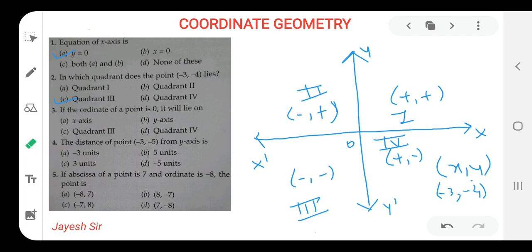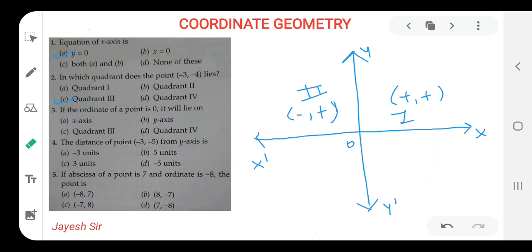So let us begin with the next sum. I'm erasing this over here so that we can find enough space for solving the next MCQs.